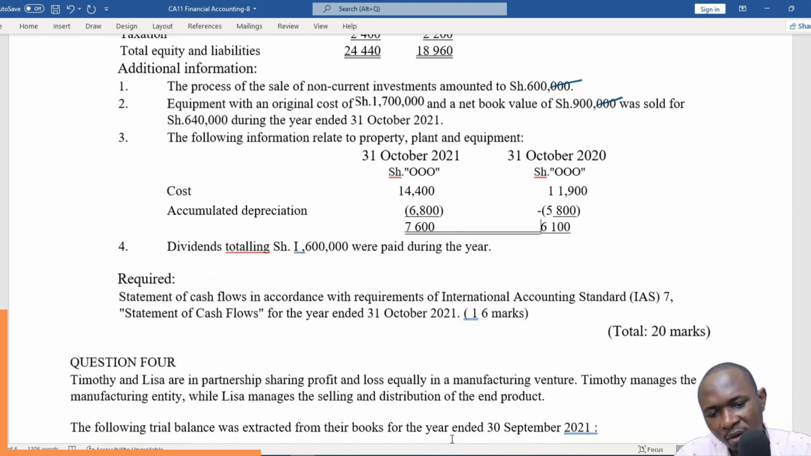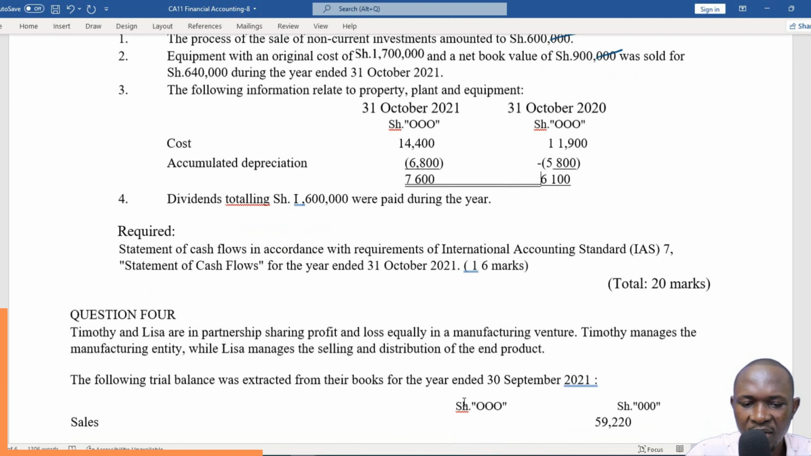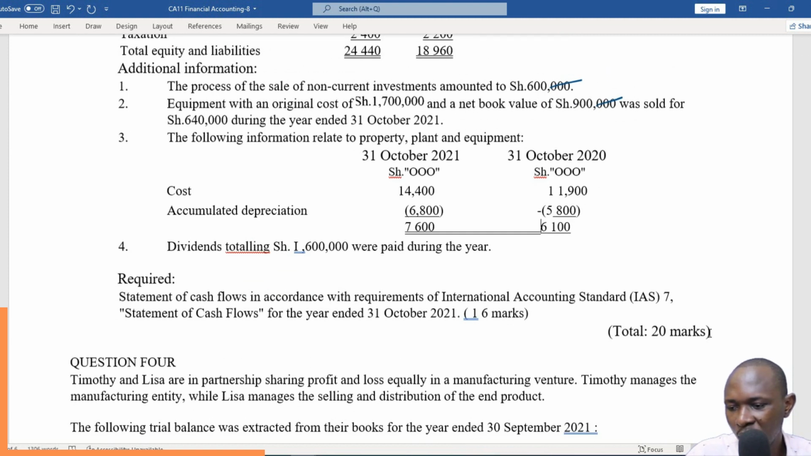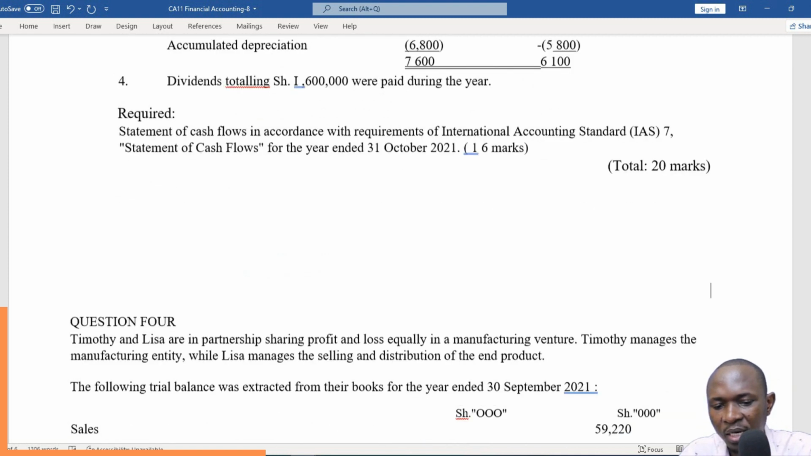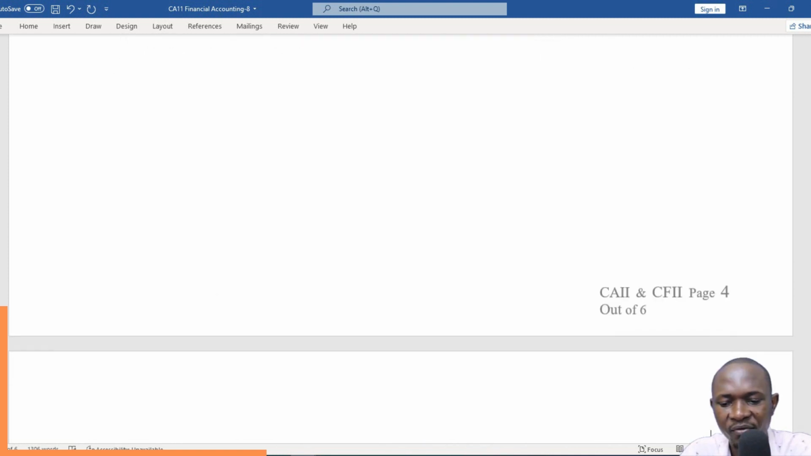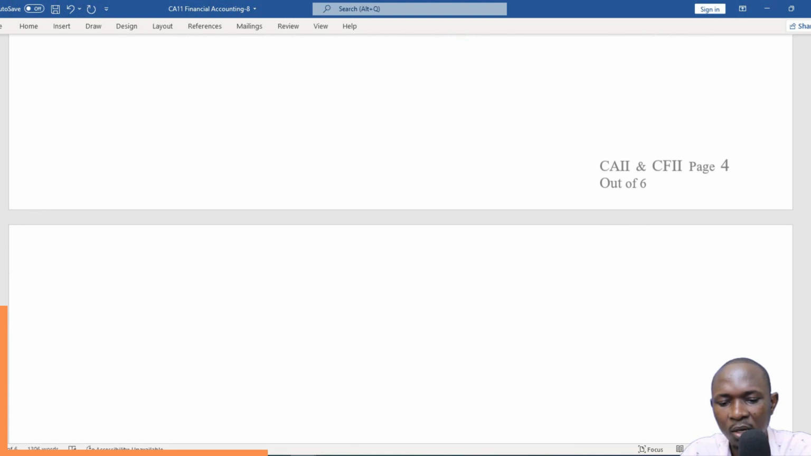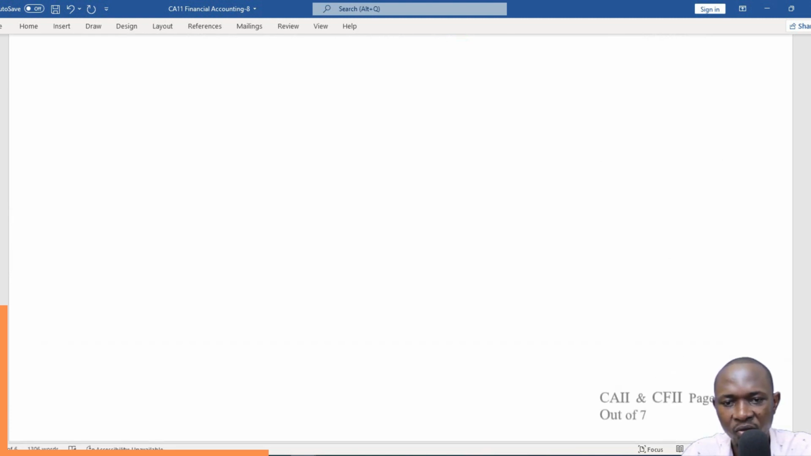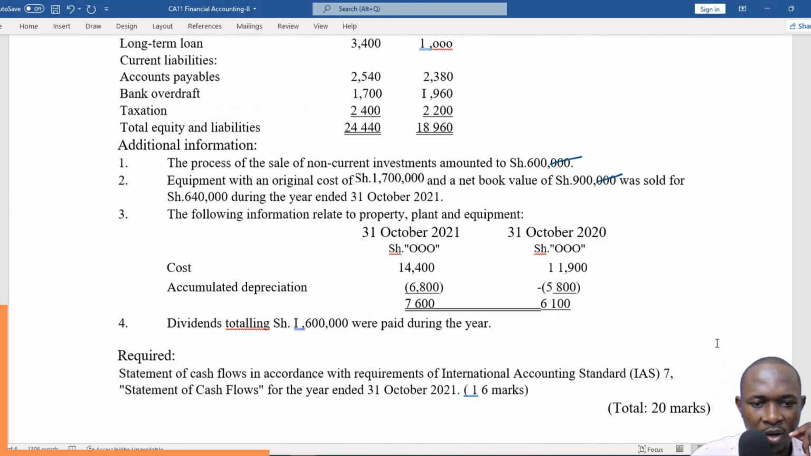Good. So what are you required to do? Statement of cash flows in accordance with the requirements of IAS 7. Statement of cash flows for the year ended 1st October 2021. So that's the question. We need to come up with the statement of cash flow for the year ended 1st October 2021. Let me just create some space for that. Okay, and I think we are good to go.